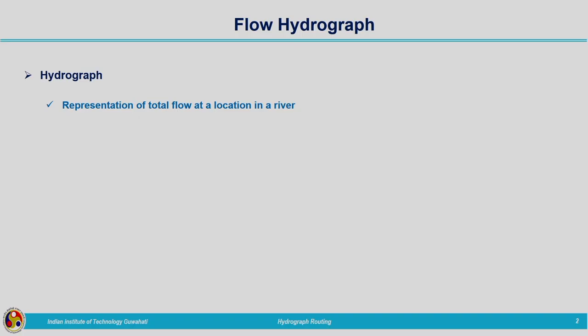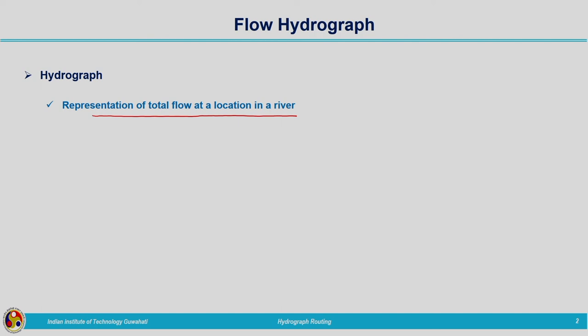So, in today's lecture, we are going to discuss the topic of hydrograph routing or flow routing. Let us see why flow routing is required. What is the importance of flow routing in hydrology? Hydrograph we know already; the detailed discussion about hydrograph is over. The time distribution of total flow at a particular location in a river is represented by means of a hydrograph.